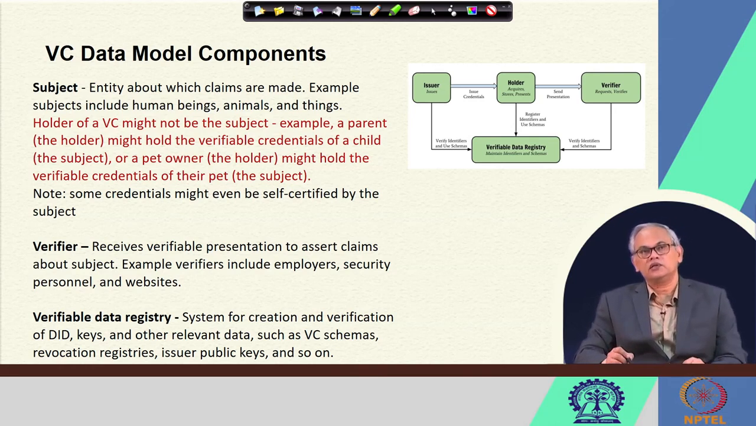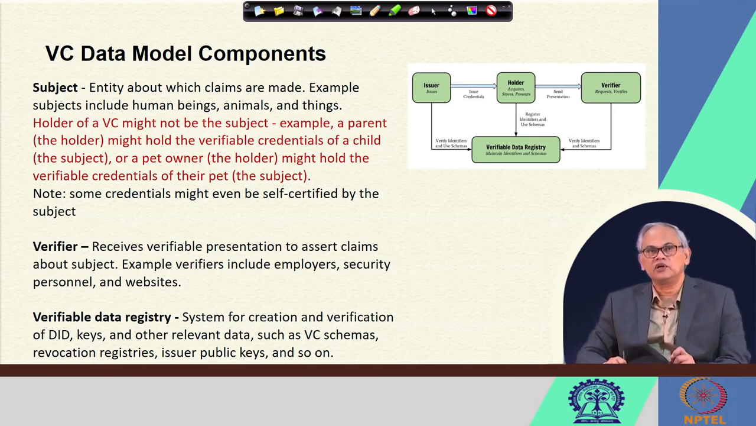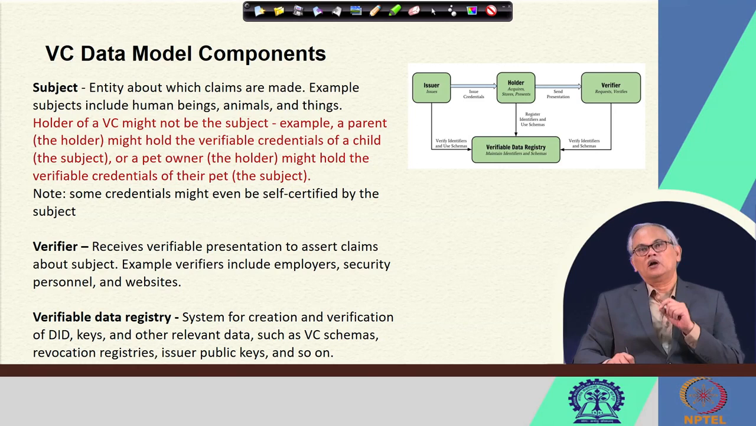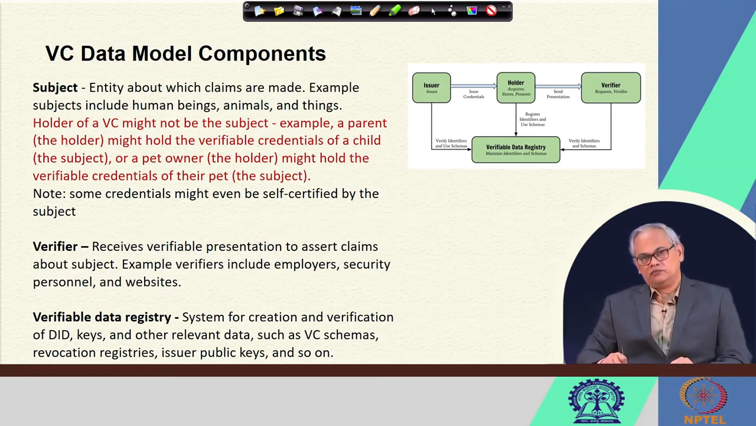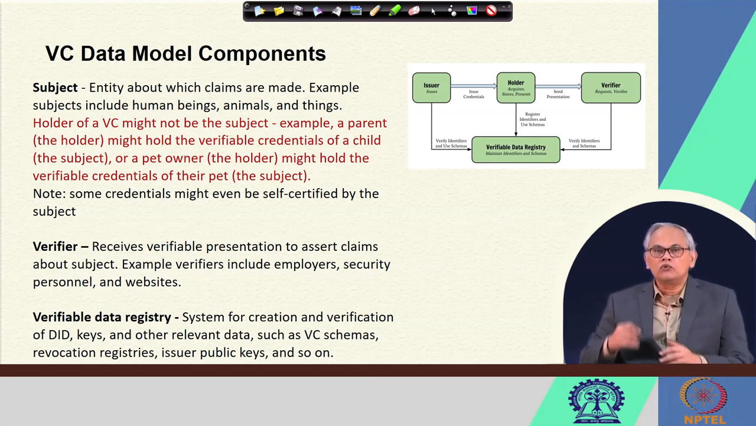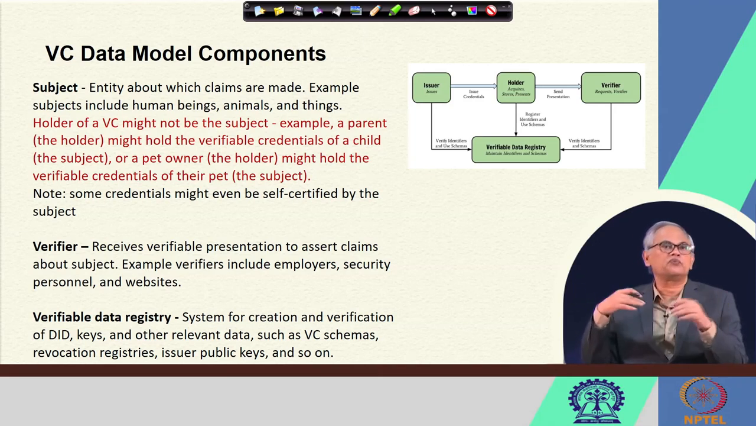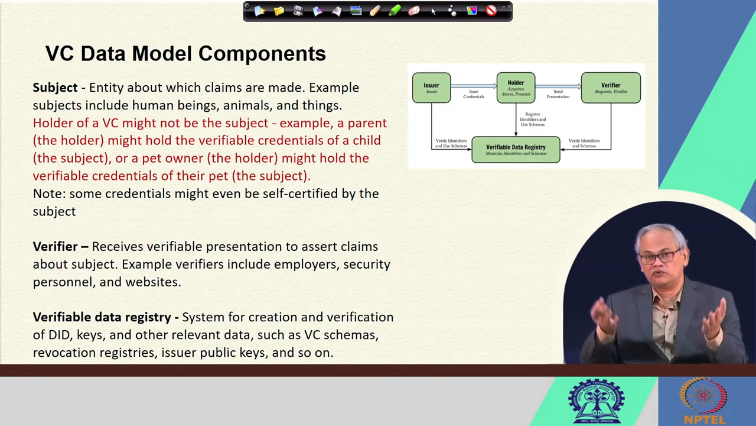The verifiable data registry is the other component, which is a non-entity component, I would say. It is a system used for creation and verification of DID keys and other relevant data, such as the VC schema. Now, this VC schema is important. By VC schema, what we mean is that, say, a university is issuing a VC for its alumni about the degree certificate and the transcript. How would this VC look, what are its components? How would anybody know? Because different universities can issue different types of certificates containing different data and information.